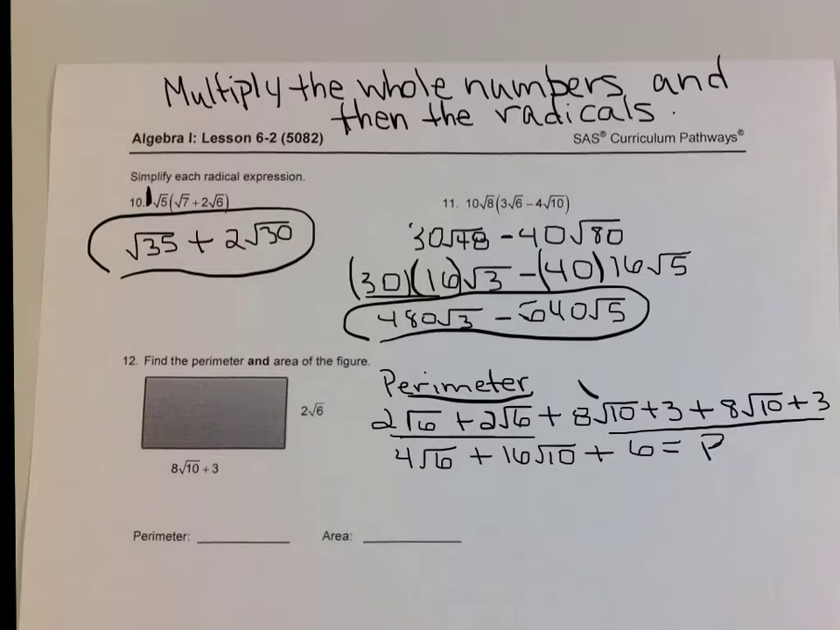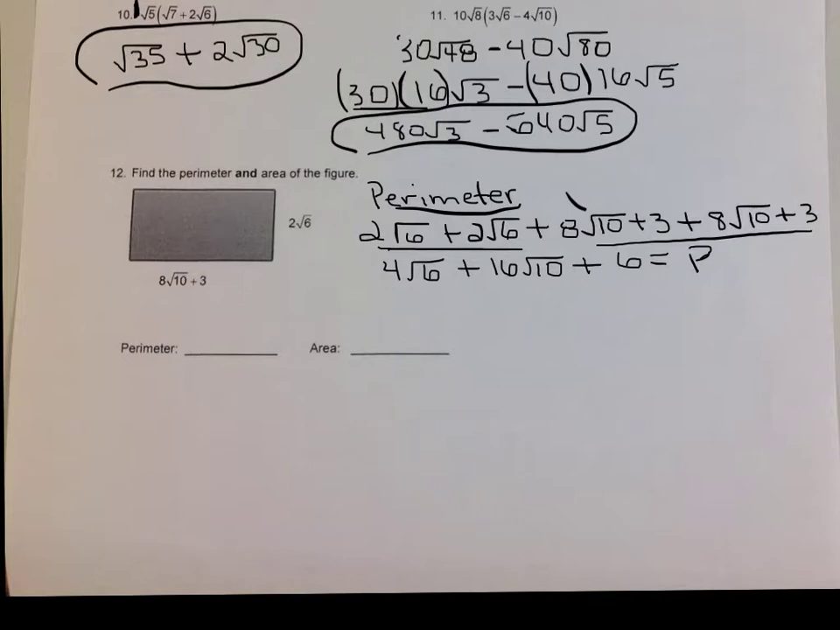The area. To find the area, we know we need to multiply. So we're going to multiply 2 times the square root of 6 times 2 times the square root of 6 times, what am I doing? I'm so sorry. Yeah, hold on. I don't know what I was just doing. Okay, 2 times the square root of 6 times 8 times the square root of 10 plus 3.